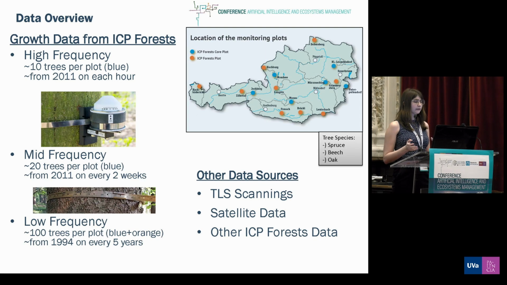The growth data that we have within the project we classified into 3 different types: high frequency, mid frequency, and low frequency data. The high frequency data is obtained by dendrometers, so these are hourly measurements of tree diameter change, and you can really see changes in the diameter because the measurement device has a really high resolution.